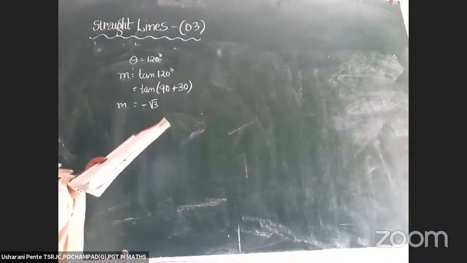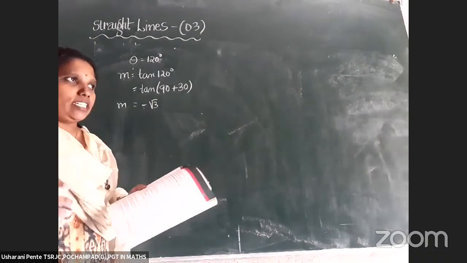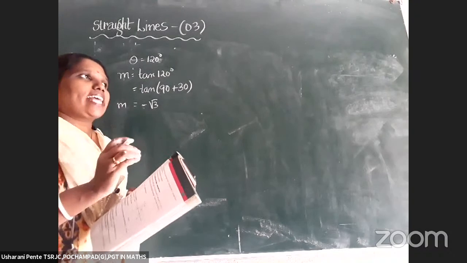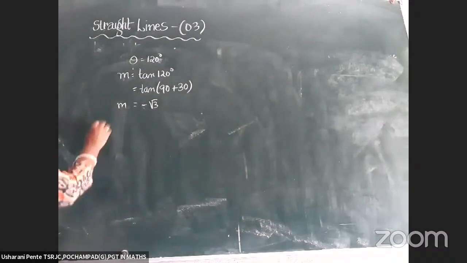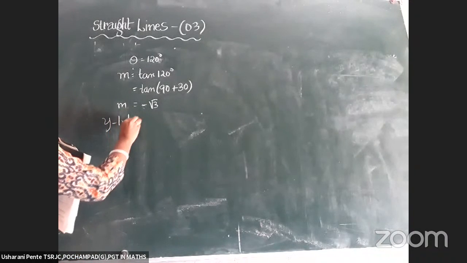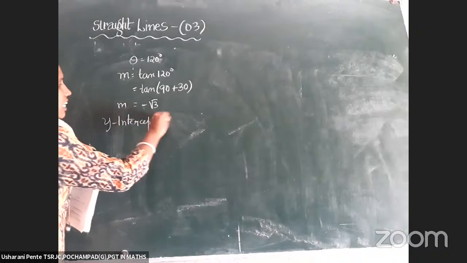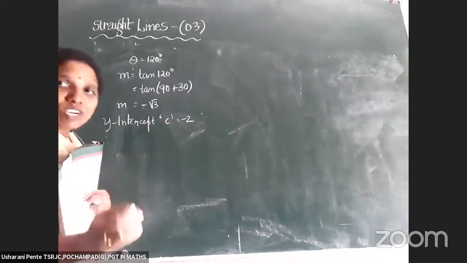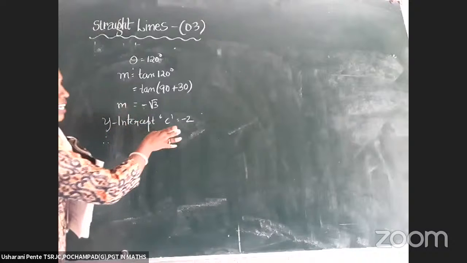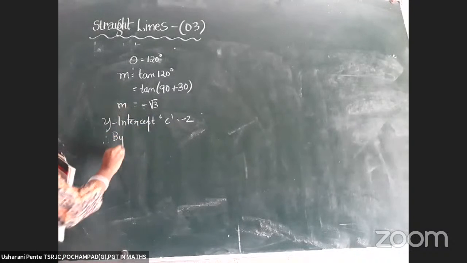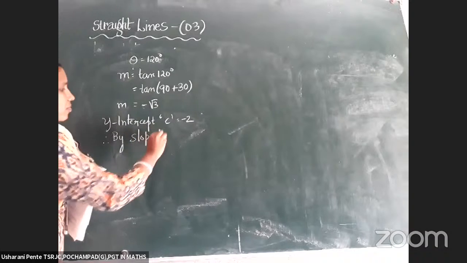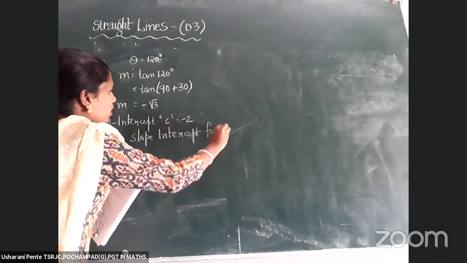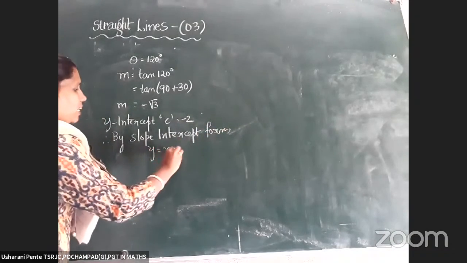And also they have given that it passes through the point (0, -2). (0, -2) indicates that the point lies on the y-axis. That is, they have given the y-intercept, c is equal to -2. Therefore, we need to find the equation of the straight line. We have a slope as well as a y-intercept, so by the slope-intercept form, y is equal to mx plus c.